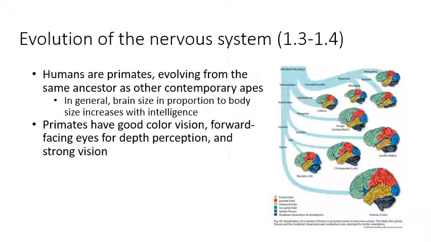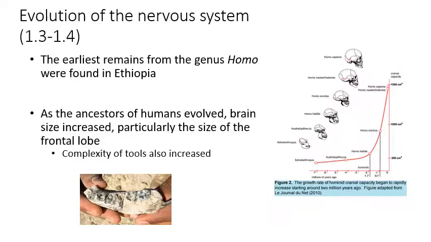Primates in general have good color vision. We're good at distinguishing color. We can see red and green distinctions, most of us can at least. We have forward-facing eyes that allow for depth perception and strong vision, so the visual system is particularly evolved to be strong in primates.